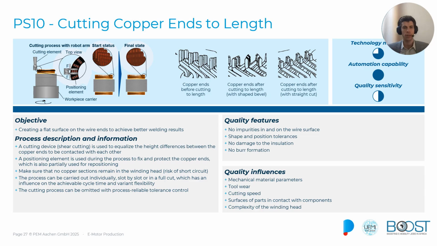Now, process step number 10 is cutting the copper ends to length. The step involves trimming the protruding ends of the hairpins after inserting and twisting, ensuring they are uniform and ready for welding to form a smooth electrical connection.